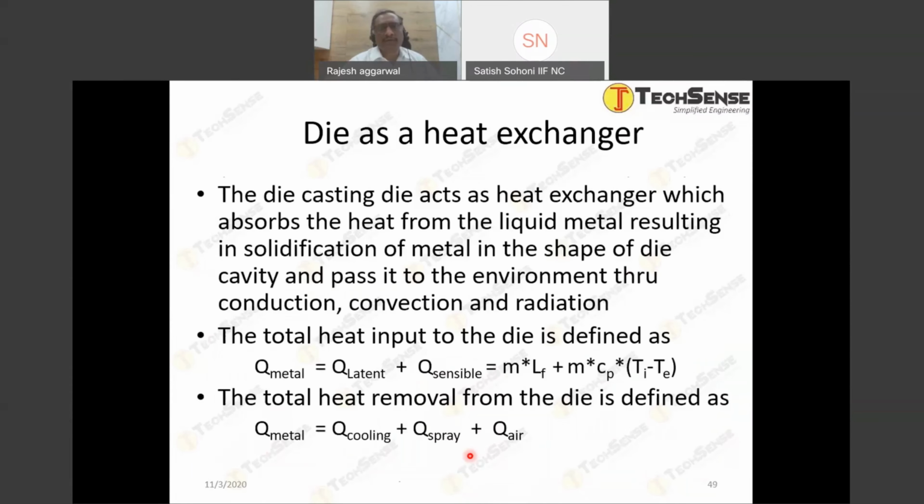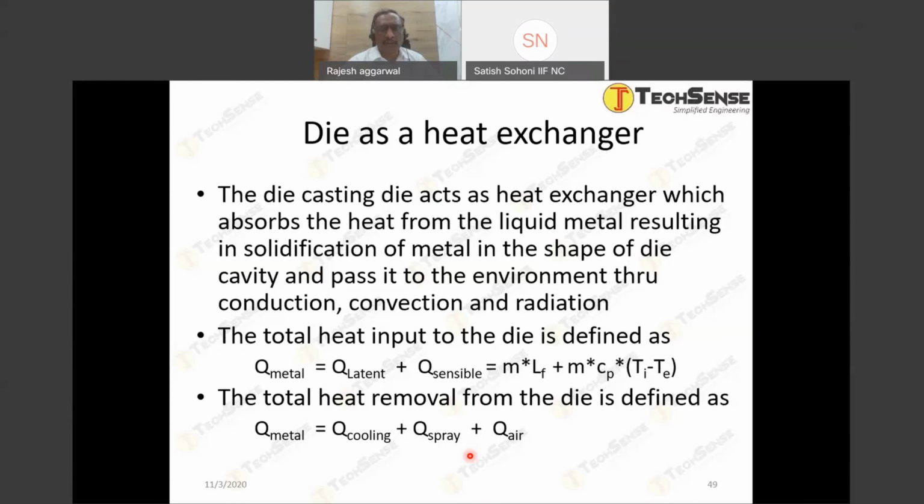So what is the root cause? Die basically acts as a heat exchanger, right? Which absorbs the heat from the liquid metal, resulting in solidification of the liquid metal in the shape of the die cavity and passes it to the environment through conduction, convection, and radiation, where die acts as a heat exchanger. It receives the liquid metal heat and passes it on to the cooling, to the surrounding, to the spray, whatever is the surrounding, right?